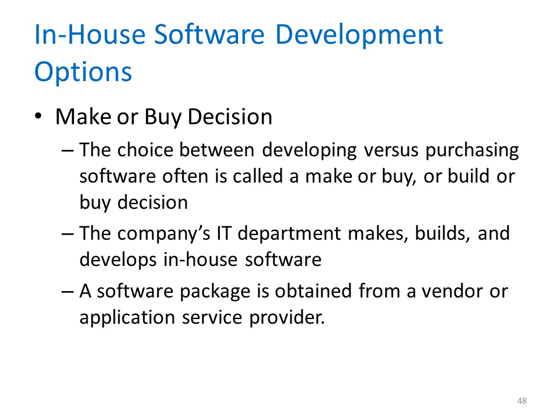In addition to numerous outsourcing options, a company can also choose to develop its own systems or purchase and possibly customize and implement a software package. Although many factors influence this decision, the most important consideration is the total cost of ownership, which we talked about in Chapter 4. Now, the choice between developing versus purchasing software is called the make or buy, build or buy decision. The company's IT department makes, builds, and develops in-house software, or a software package is obtained from a vendor or application service provider.